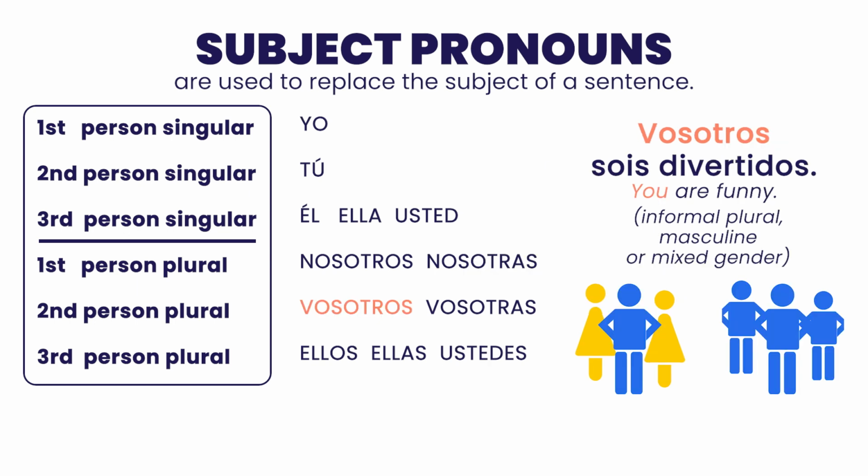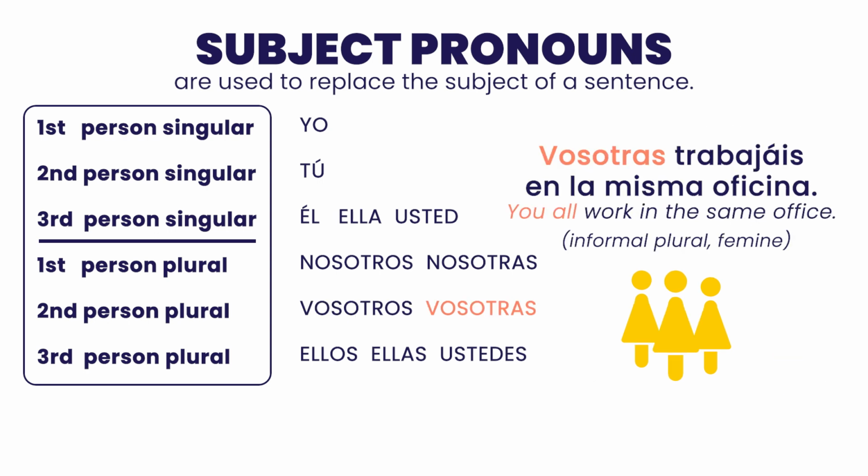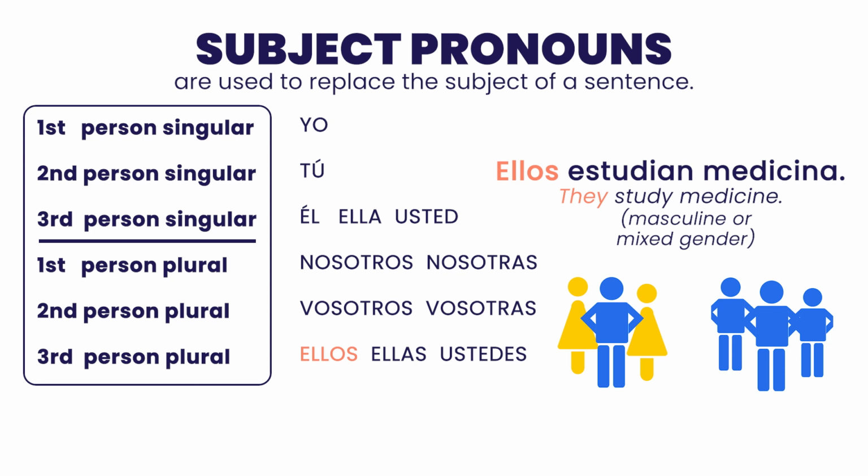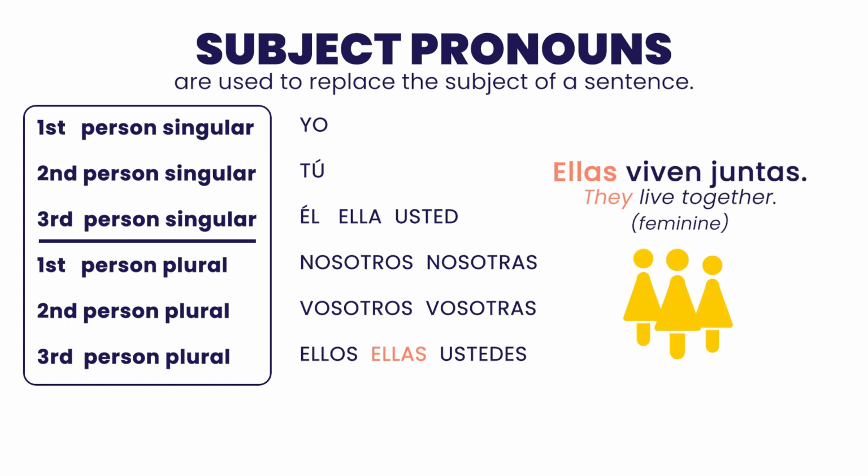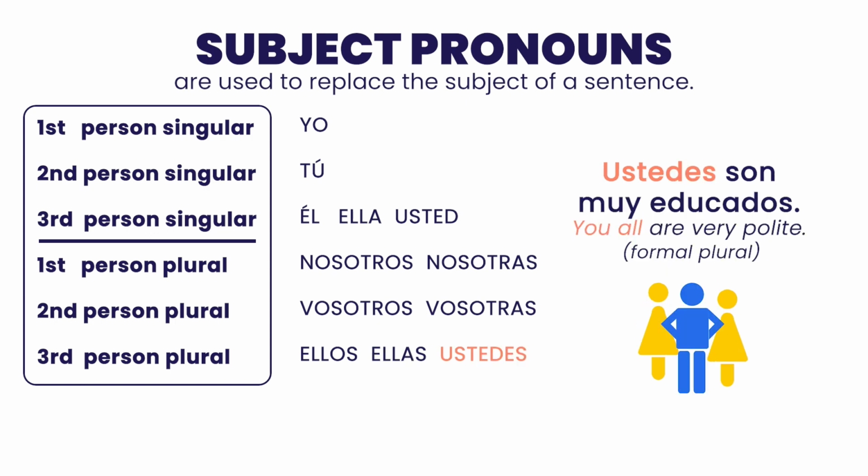Vosotros sois divertidos. You are funny. Vosotras trabajáis en la misma oficina. You all work in the same office. Ellos estudian medicina. They study medicine. Ellas viven juntas. They live together. Ustedes son muy educados. You all are very polite.